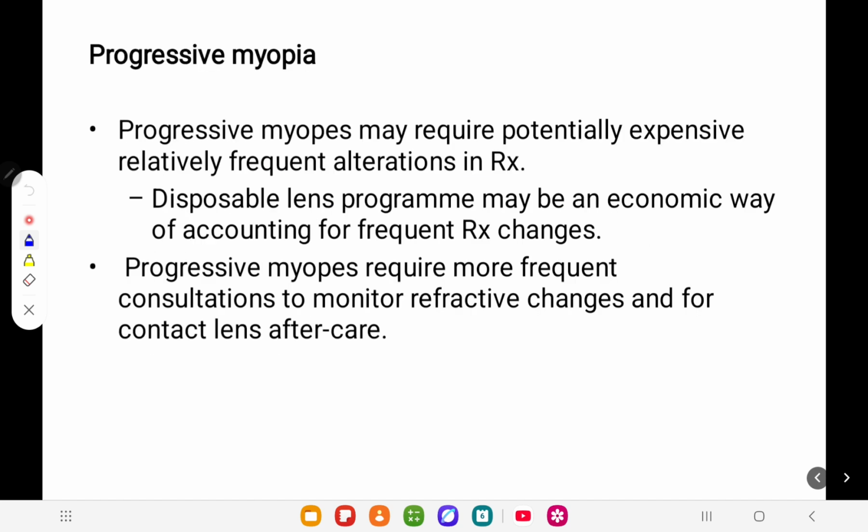So if there is progressive myopia, what we have to understand is that progressive myopia may require potentially expensive, relatively frequent alteration of Rx. That's very important. That's why we have to understand that a disposable contact lens program may be economic, because we know we have to change the contact lens. Yes. So progressive myopia requires more frequent consultation to monitor refractive changes and contact lens aftercare. So we don't rush into prescribing, for example, for 1 year. Yes, we have to keep them under close monitoring with follow-ups.